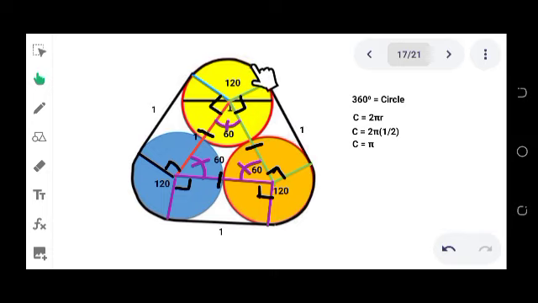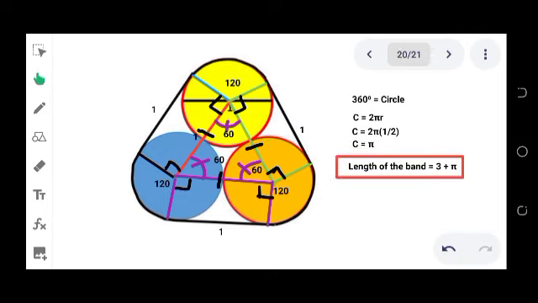And earlier, we were able to find the measure of the straight parts of the band. That's 1, 1, and 1. So you have 3, plus again the pi, which is the measure of the curved length of the band. So the length of the entire band is 3 plus pi, and the problem is now solved.